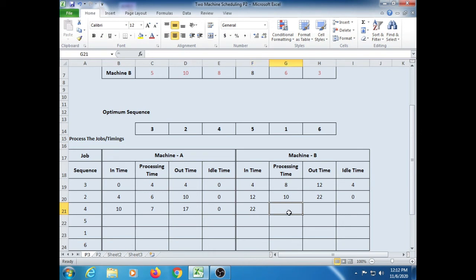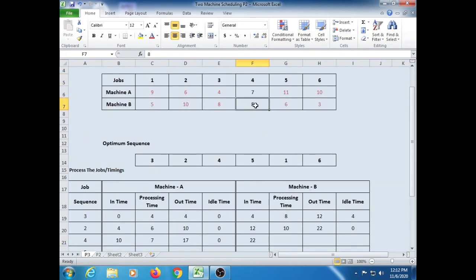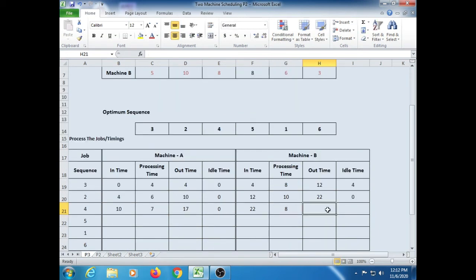So here, what is the processing time? What is the job? Here the job is the fourth job. The fourth job's processing time for machine B is 8 hours. And how will we calculate the out time? Here, in time plus processing time for the same machine gives us the out time of the job. So at the 13th hour we can complete 3 jobs. Okay, so we have completed 3 jobs completely.